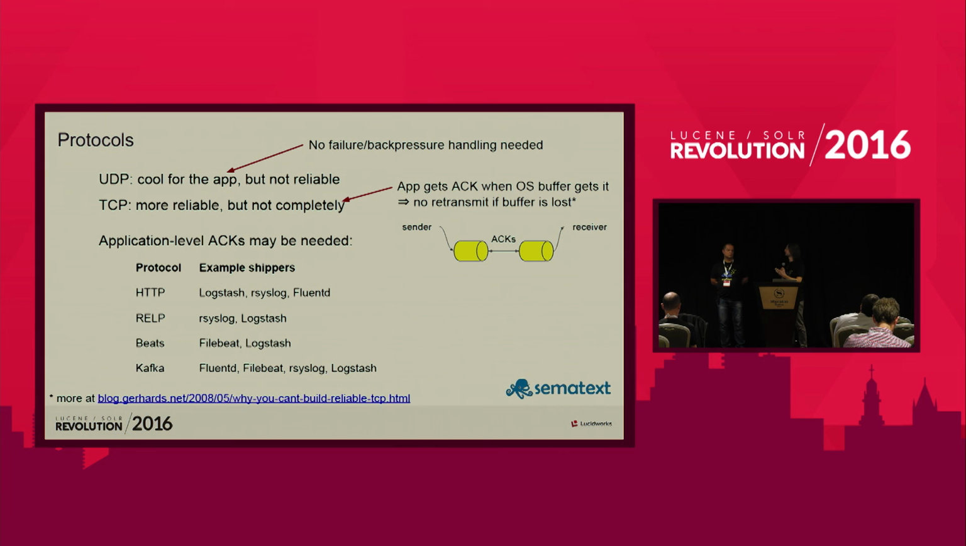Protocols: UDP is pretty straightforward. TCP is reliable at the protocol level, but you can still lose data that's in the operating system buffers, because the application gets an acknowledgement once data is in the buffer. So if you want some more reliability, you need something that acknowledges at the application level. And depending on the log shipper, you have a bunch of options.